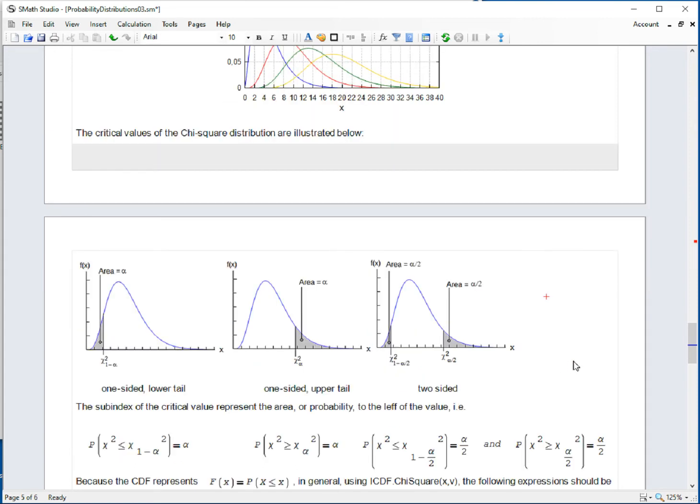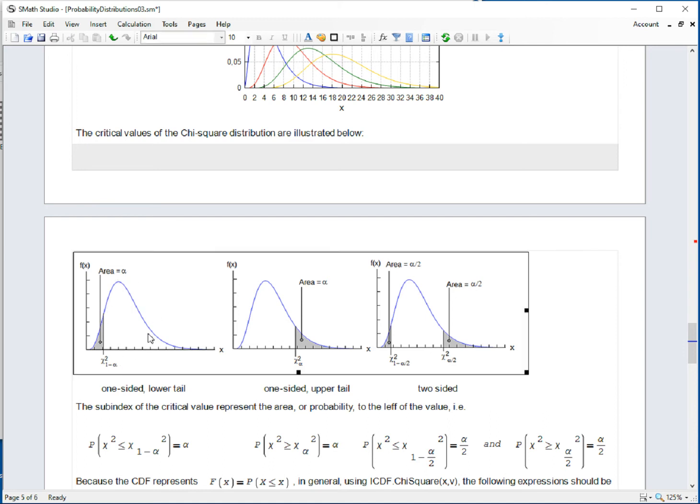And so we use that to illustrate our particular critical values. When we have a value that the probability to the left is equal to alpha, remember alpha is the confidence, the significance level, we call that value chi-square sub 1 minus alpha. If we have one value whose area to the right is equal to alpha, that means the probability for that significance level, we have chi-square sub alpha.